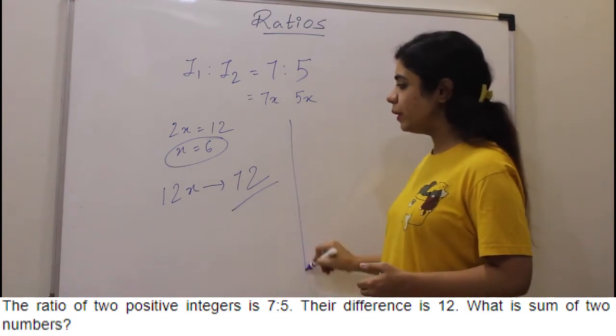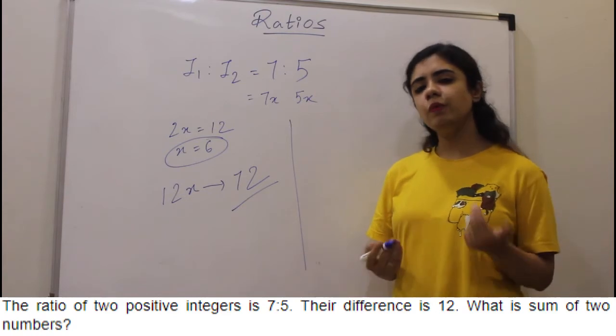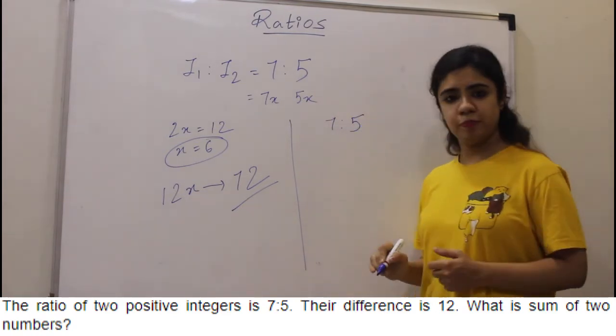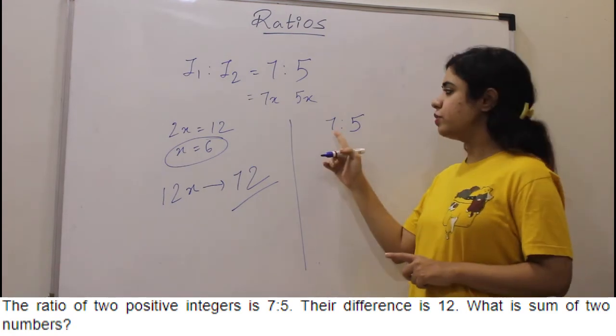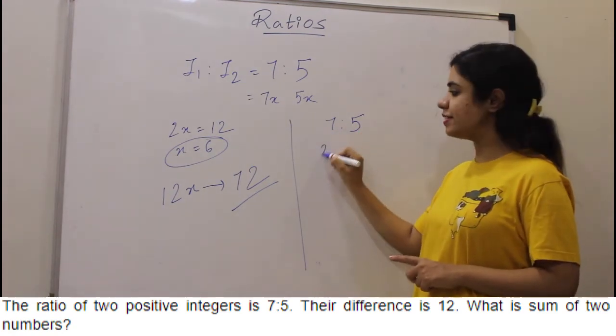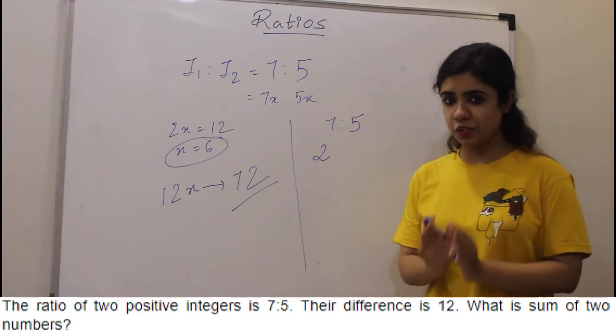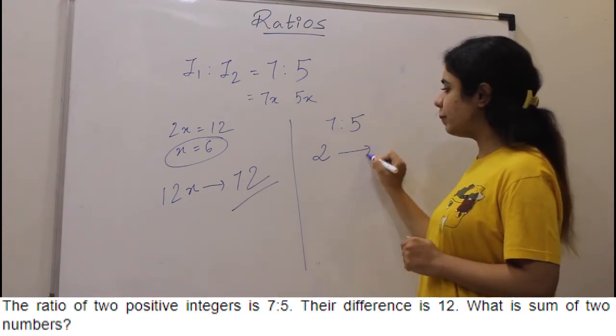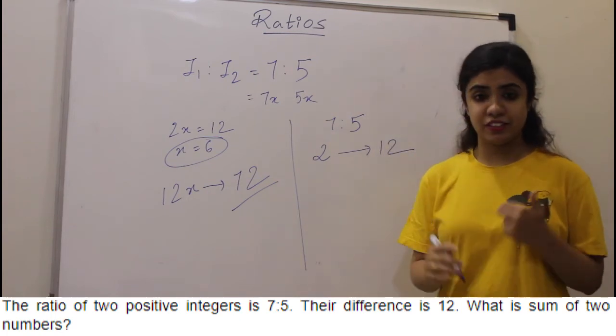But you can solve it without x also. How will you solve it without x? Look. The ratio is 7 is to 5. As per the ratio 7 is to 5, the difference is 2. Okay, the difference is 2. But actually the difference is 12. So 2 means 12. Okay, because the difference is 12.